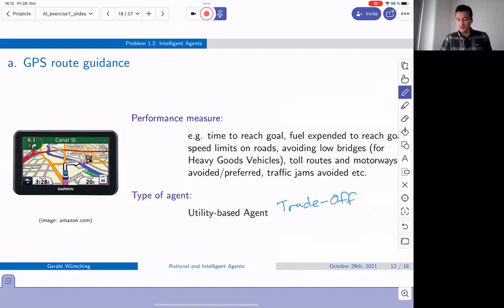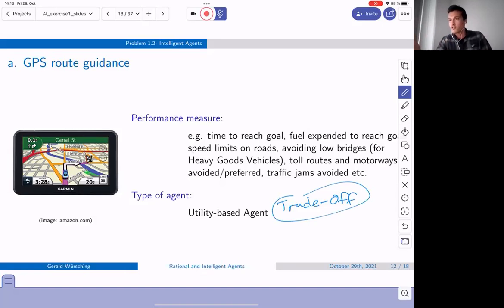So if you say you want to avoid traffic jams and reduce time to reach your goal, and you want to avoid toll routes, then you have to find some kind of trade-off. It might be that you have to avoid a toll route, but it increases your time to reach the goal. So this is again a trade-off you have to make. So as I said, if there are multiple actions that would reach the goal, a utility-based agent would be necessary to determine this trade-off between the different aspects that you define in your performance measures.